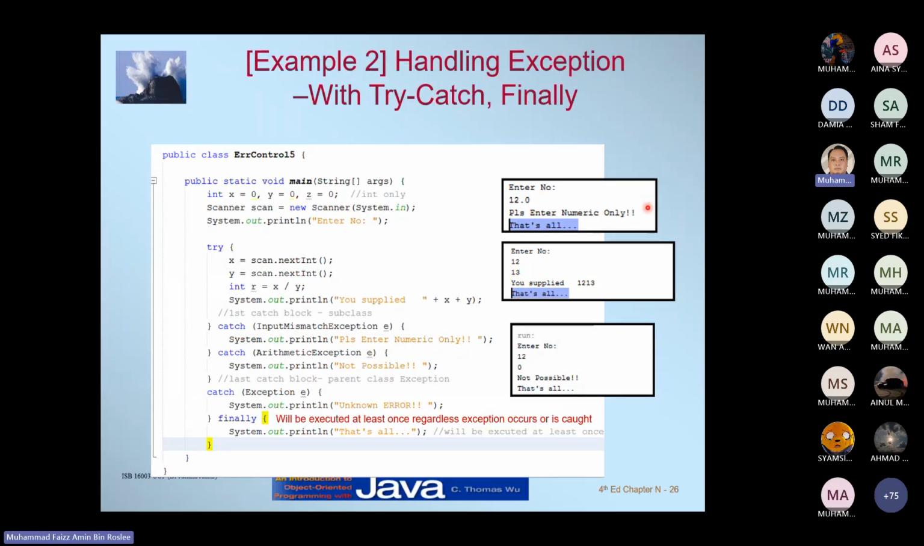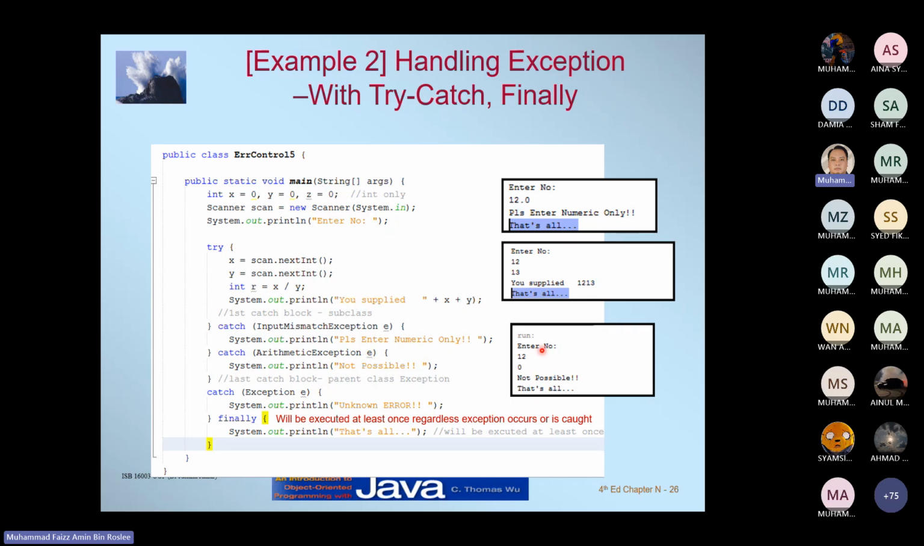Okay, so in the example over here, you can see the entered number is 12 in double. You can see that the exception is being thrown: please enter numeric only. You can see the finally block is printed. For the second one, both are integers, so the program will print out that you supplied both numbers, without any error. For the second one there's no error happening, and the finally block is still executed.